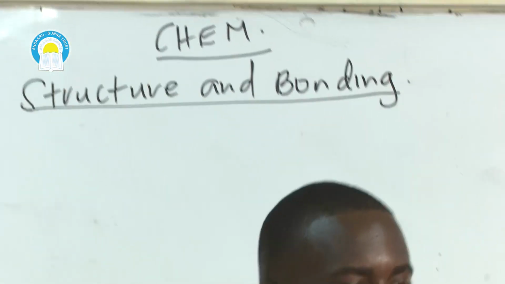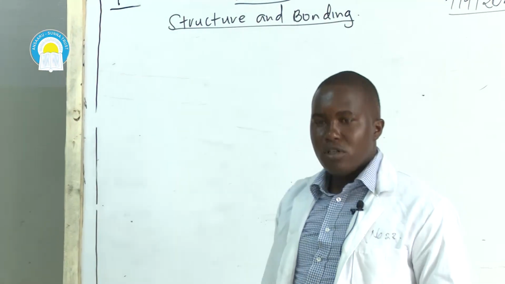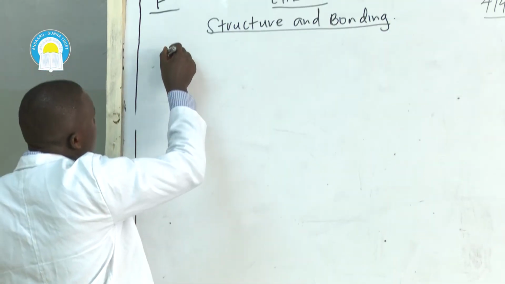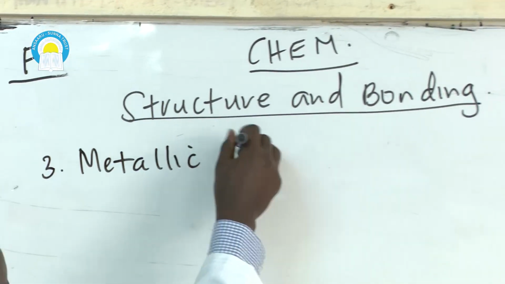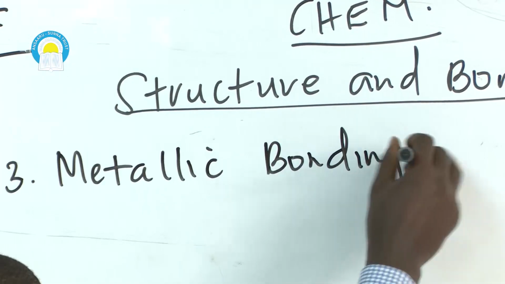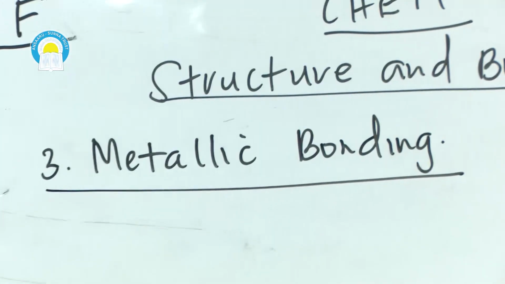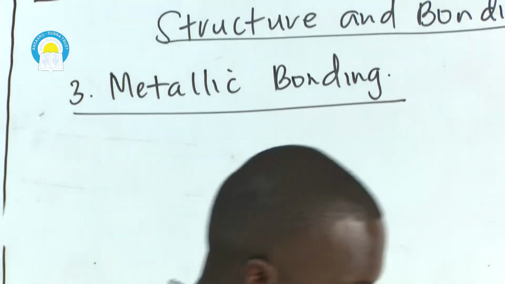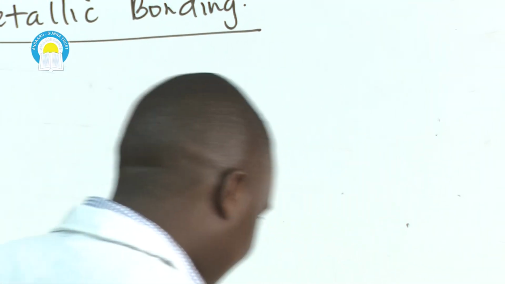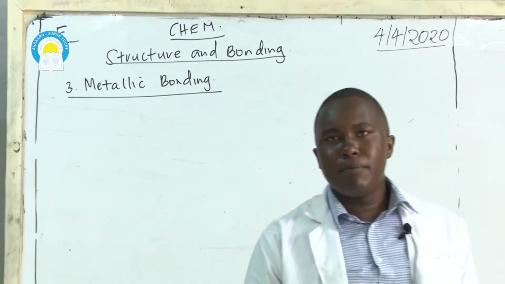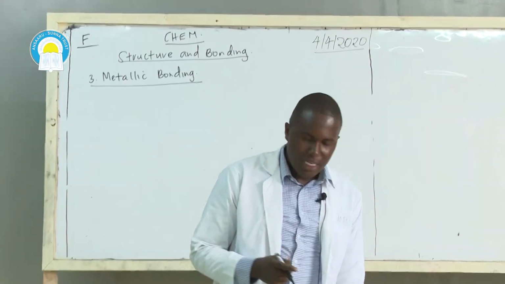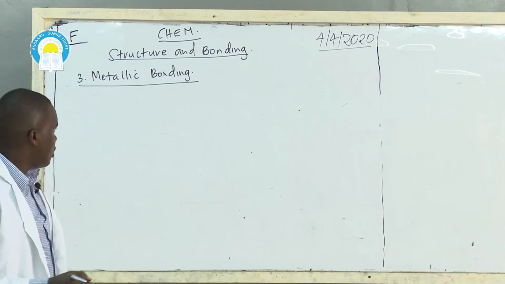So in structure and bonding, we have looked at ionic bond, we have looked at covalent bond, and now we are going to look at metallic. So this is number 3. We're going to look at metallic bonding. So metallic bonding, usually it is common among metals. So it is a bond between atoms of metals.